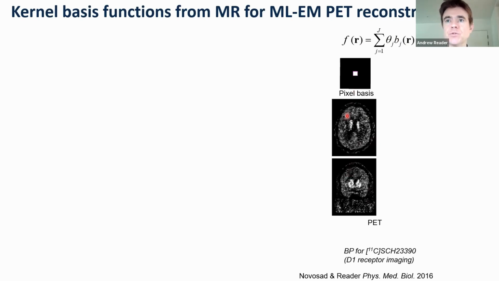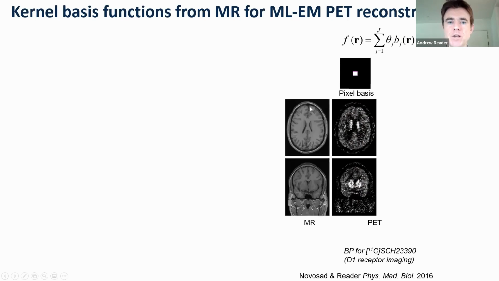And as a consequence, we have a lot of parameters to estimate. They're all independent, non-overlapping pixel basis functions. And if we have noisy data, then we can end up with noisy reconstructions if we just do maximum likelihood expectation maximization. So the kernel method comes in to try and modify this in a very helpful way, for example, through use of MR information. So how do we do it?